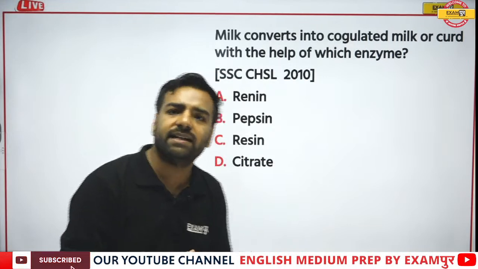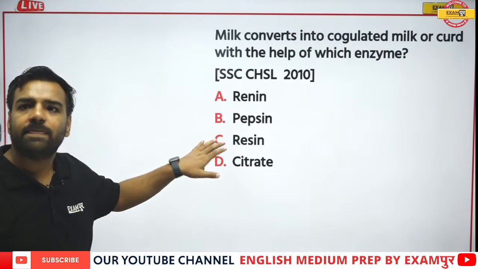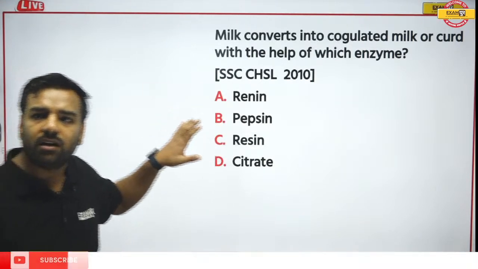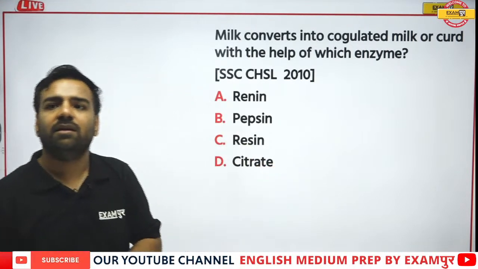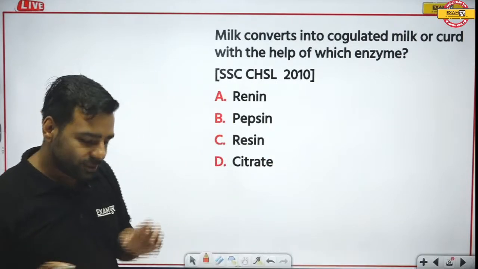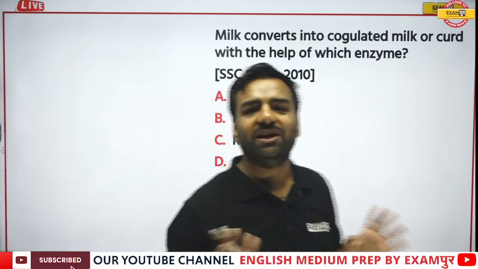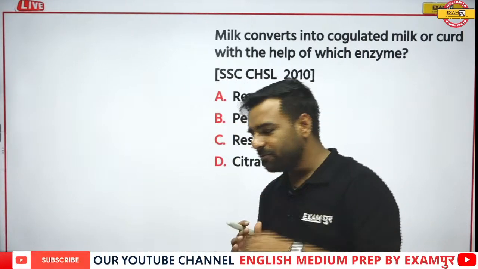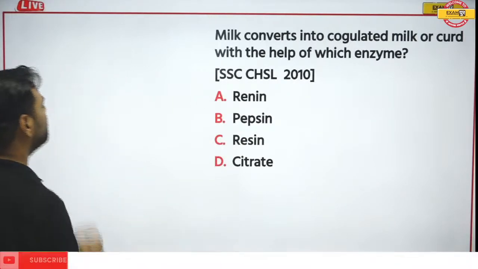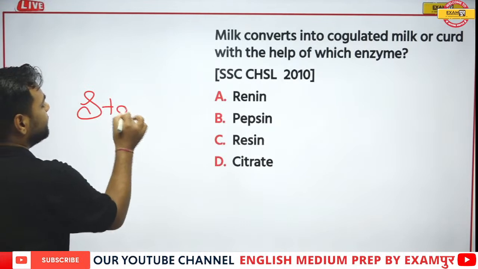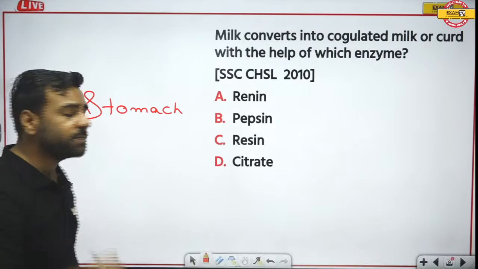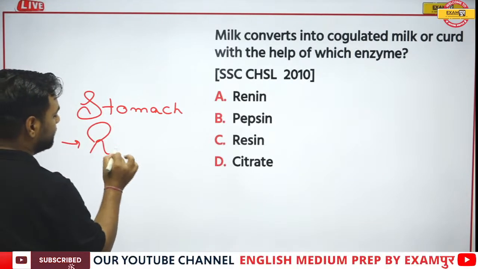HR has given the answer as C, that is resin. Ankit Malvi has given option A, that is renin. Sharma ji is with C. Then Ayushi is with renin. Thank you, Vikas, for that. Then Ilma is with resin. So different answers are coming this time. Let me tell you, if I talk about babies, in the stomach, what is present? There is renin.